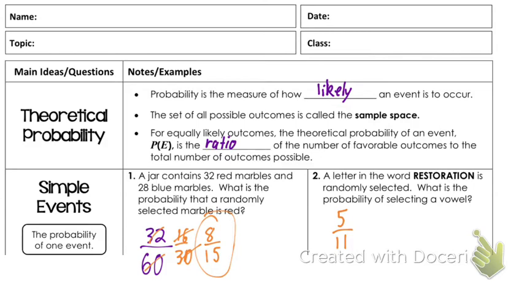5 out of 11. Can we reduce it? No. So what would the probability of us getting a consonant be? A vowel would be 5 out of 11. What's the probability of a consonant? 6 out of 11. So what's more likely, you get a consonant or a vowel?